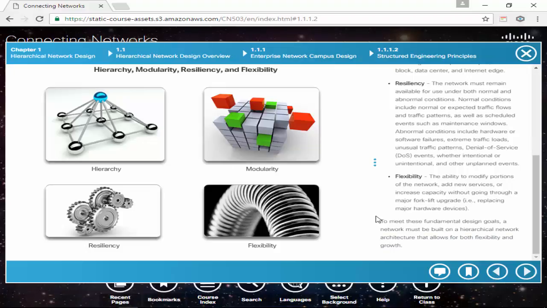Flexibility: the ability to modify portions of the network, add new services, or increase capacity without going through a major forklift upgrade, i.e. replacing major hardware devices.